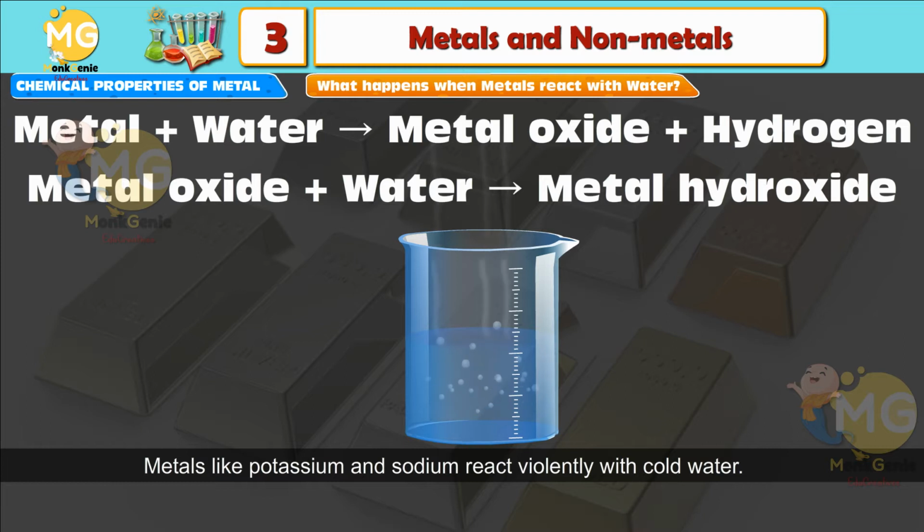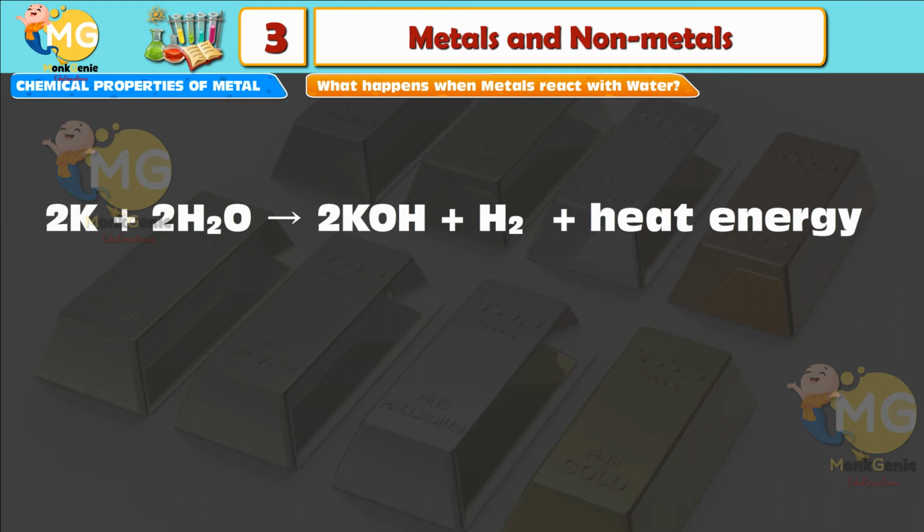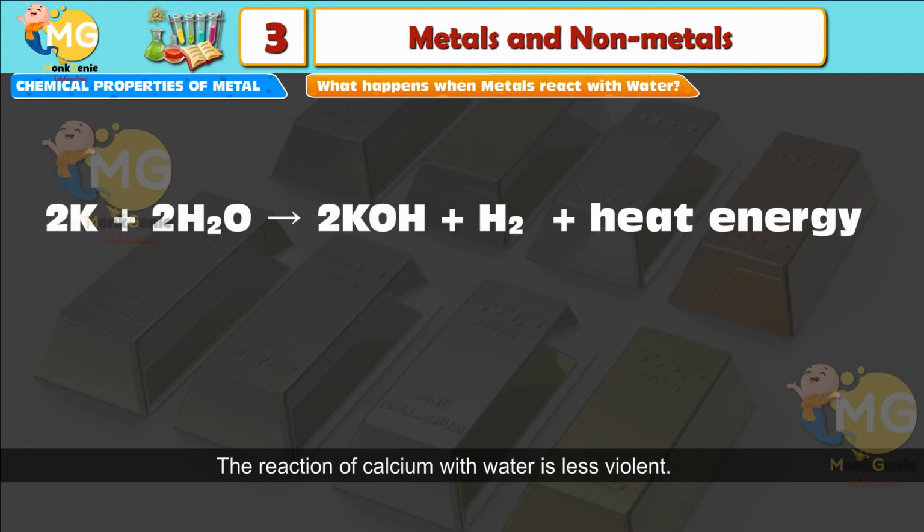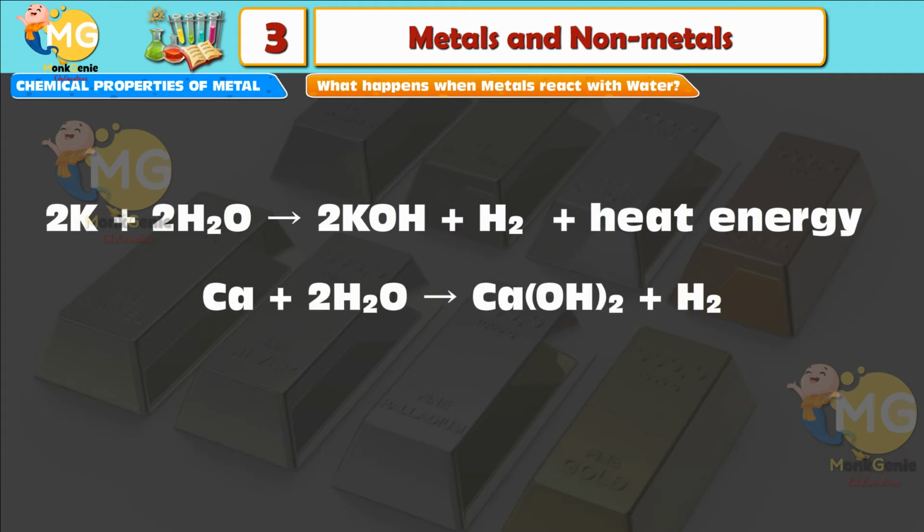Metals like potassium and sodium react violently with cold water. 2K plus 2H2O is equal to 2KOH plus H2 plus heat energy. The reaction of calcium with water is less violent. Ca plus 2H2O is equal to Ca(OH)2 plus H2.